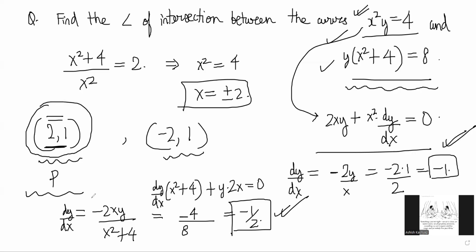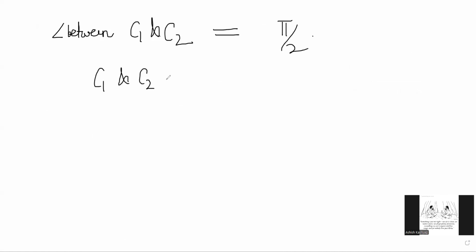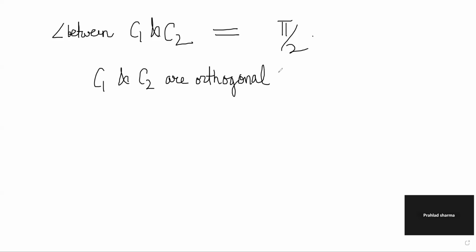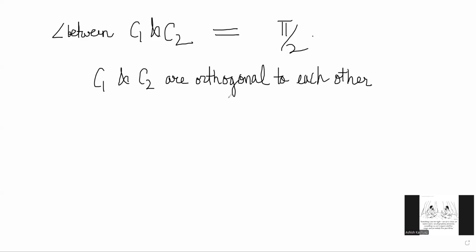Now, you know how to find the angle between curves. If the angle between C1 and C2 is equal to pi by 2, then we will say that curves C1 and C2 are orthogonal to each other, perpendicular. So this is called orthogonal intersection. This means that the curves are intersecting in such a way that their tangents are perpendicular to each other. So basically, the angle was coming like this.